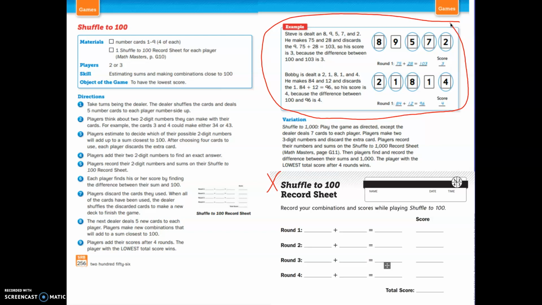Okay? It's kind of a fun game to play. This is something you could play by yourself too if you didn't have somebody at home to play with you. It's just a good way to practice your estimation and practice getting close to 100. Okay? Have fun with that too.